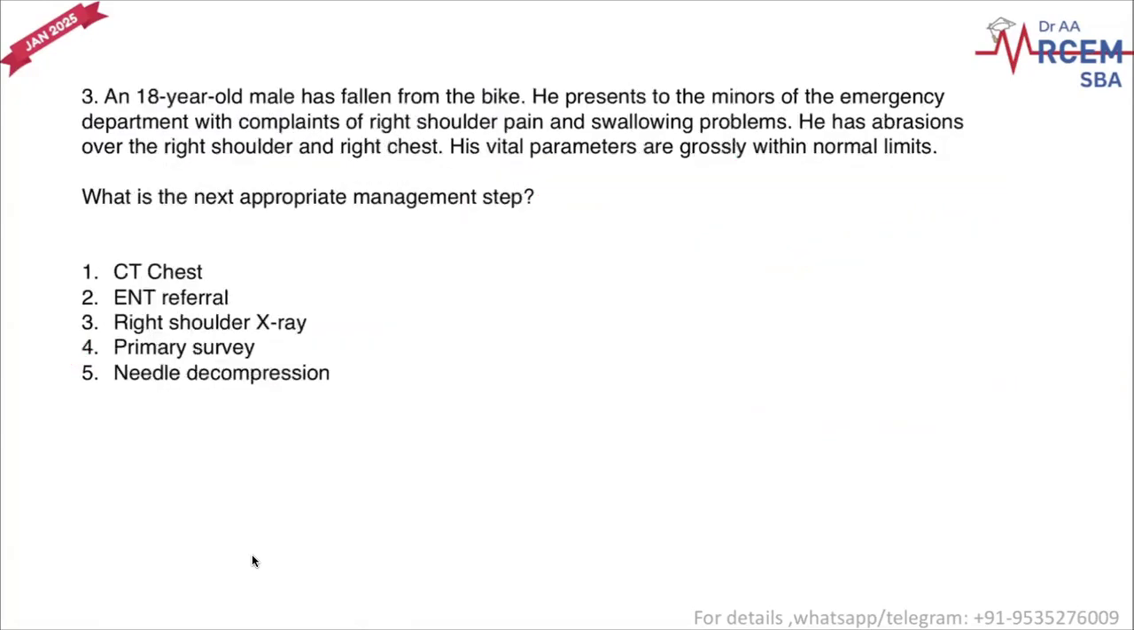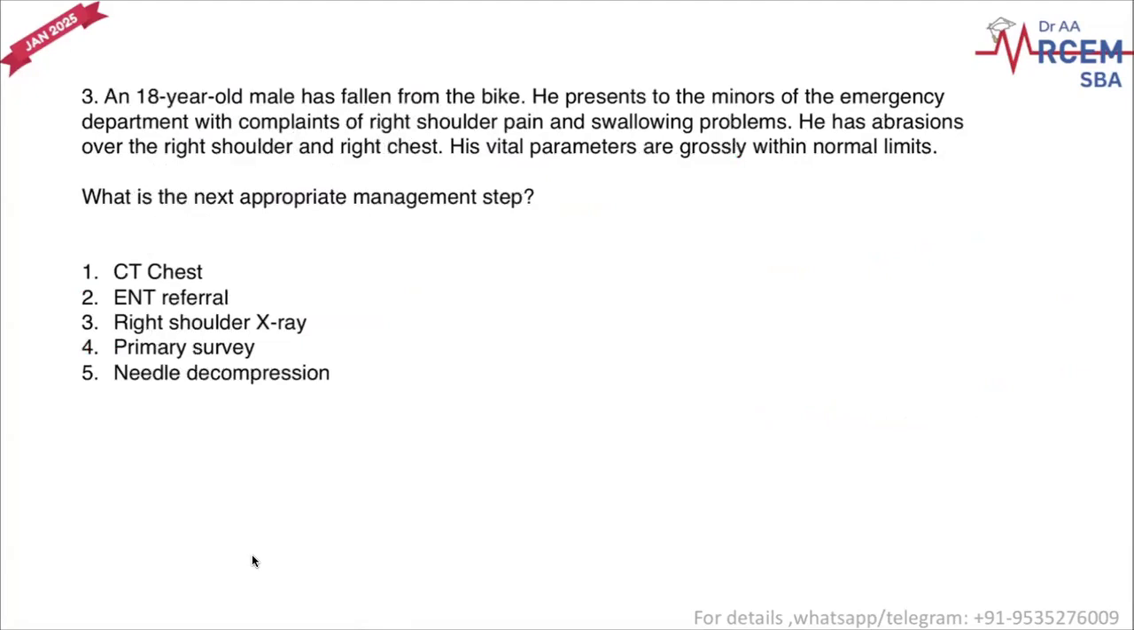An 18 years old male has fallen from a bike. He presented to the emergency department with complaints of right shoulder pain and swallowing problems. He has abrasions over the right shoulder and the chest. His vital parameters are grossly within normal limits. What is the next most appropriate management step? What will you do in this circumstance, what they are asking.